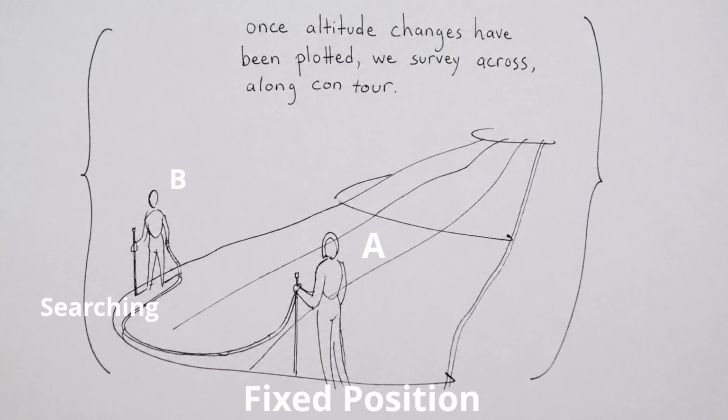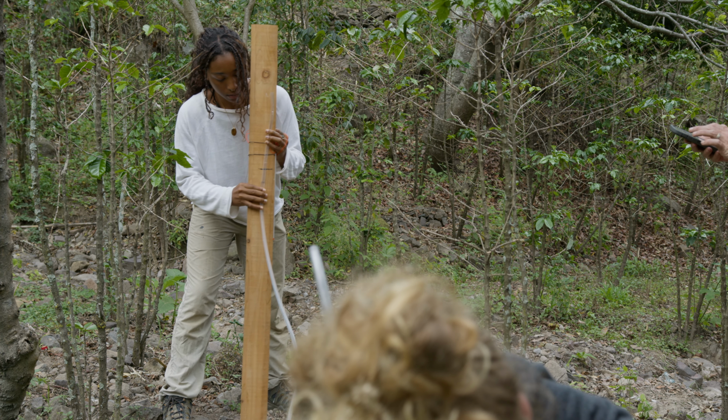The second person is going to make their way across the slope. They're going to try and guess using their eye where on the ground they're going to be at the same altitude, but you never get it totally right.